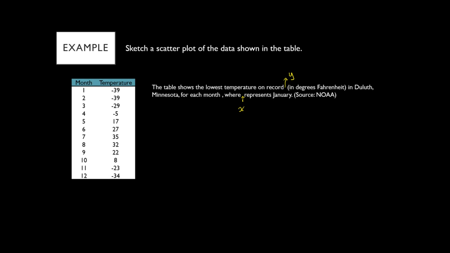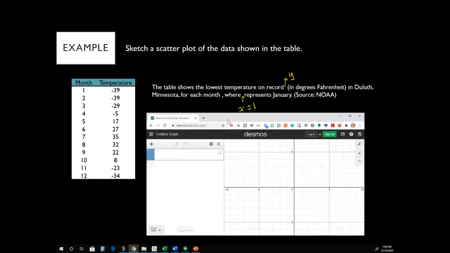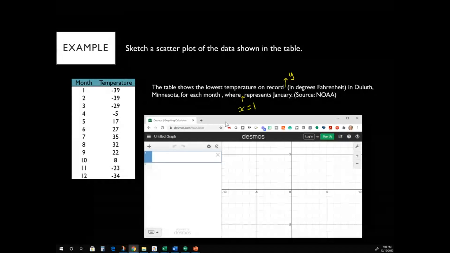So that's Y in degrees Fahrenheit in Duluth, Minnesota for each month, where X, and we're going to use X equals 1 to represent January. And so that comes from our table here, because you can see it just says 1. And we're all familiar with X equals 1 representing January. So I left those out because I wanted to talk about how you know what is X and what is Y. And if anything is listed as time, that's going to be X. And it's not necessarily in the order that it's given to you in the sentence.